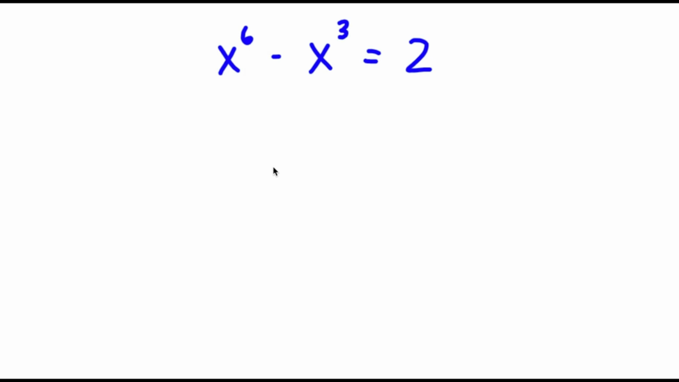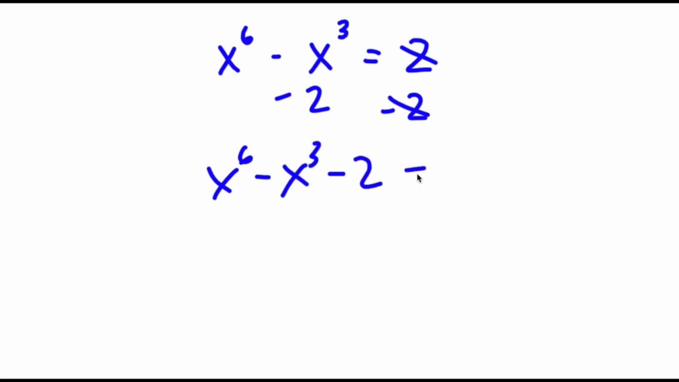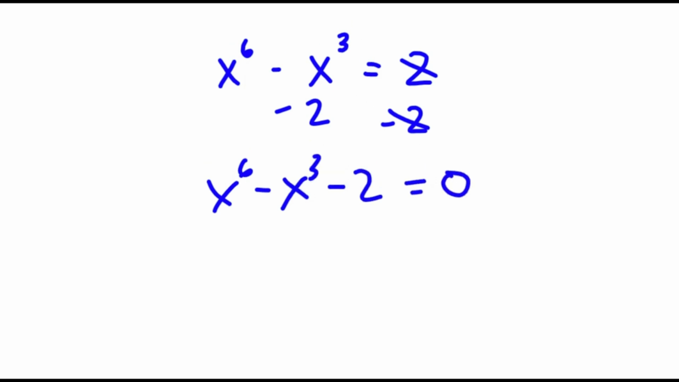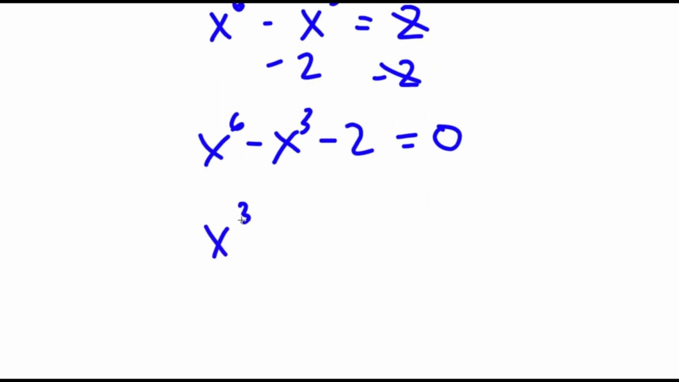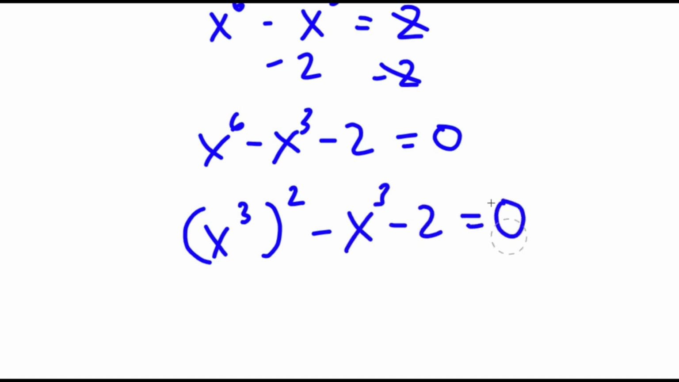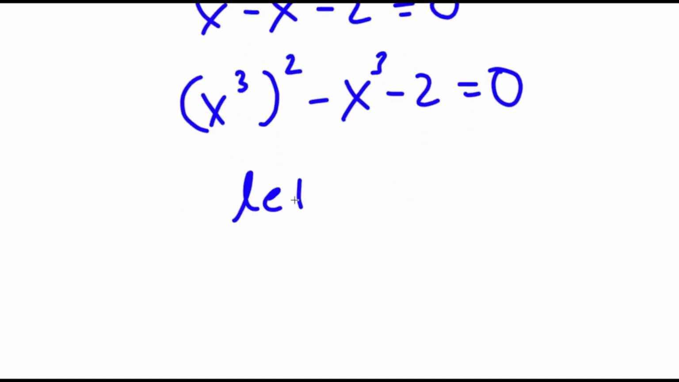Alright, so in this problem, I have x to the power of 6 minus x to the power of 3 is equal to 2. So I'm going to first start by subtracting 2 on both sides. So now I have x to the power of 6 minus x to the power of 3 minus 2 is equal to 0. Now I'm going to rewrite x to the power of 6 as x to the power of 3 squared. Now I have this minus x to the power of 3 minus 2 is equal to 0. Now I'm going to let x to the power of 3 equal to the variable y.